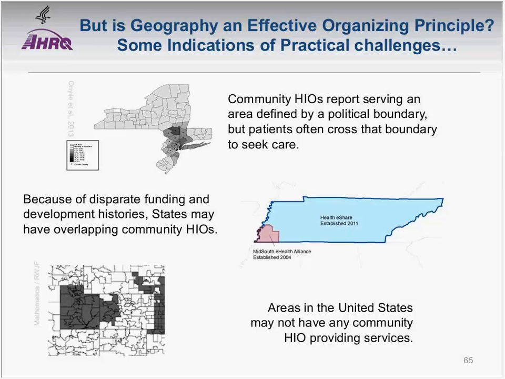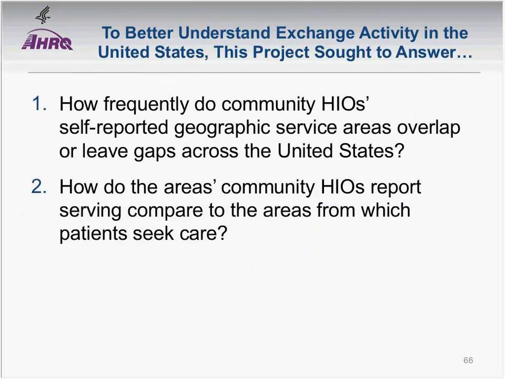So to better understand information exchange activity in the U.S., this project sought to answer a couple of fundamental questions. First, I was interested in how frequently community HIOs' self-reported geographic service areas overlap or leave gaps in the U.S. And second, I was interested in how the areas community health information organizations report serving compare with areas from where their patients actually seek care.